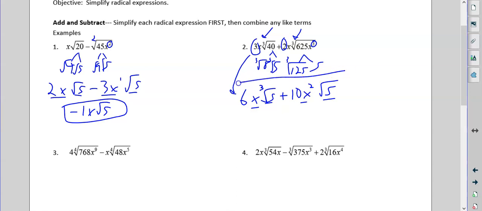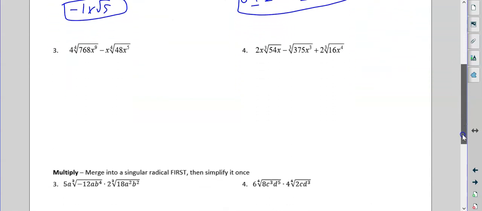That's it. Now, if I made this a 2 out here, x squared, then I would get 16x squared cube root of 5. That would be my answer. 6x squared plus 10x squared is 16. But that's not the answer because we don't have the same value outside the radical.